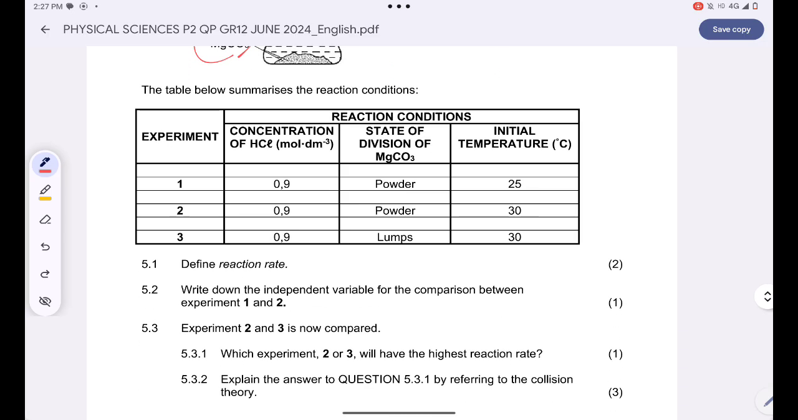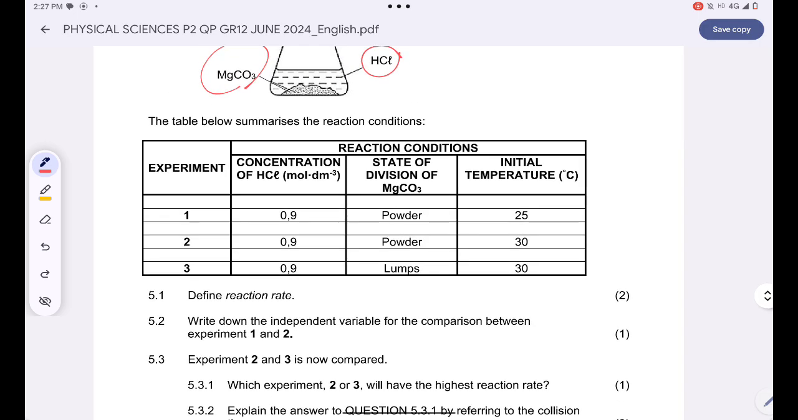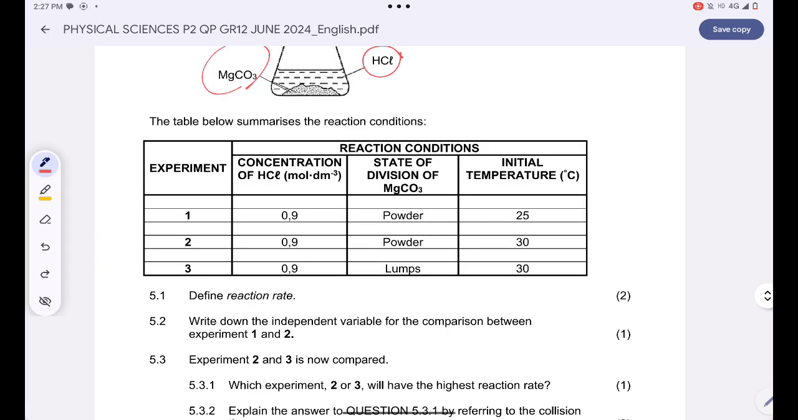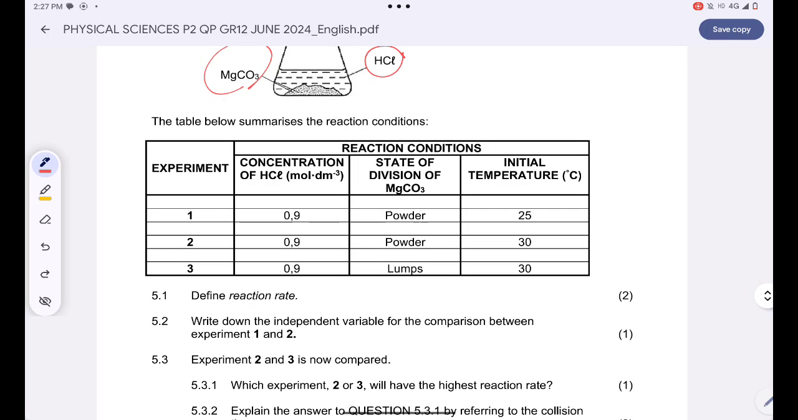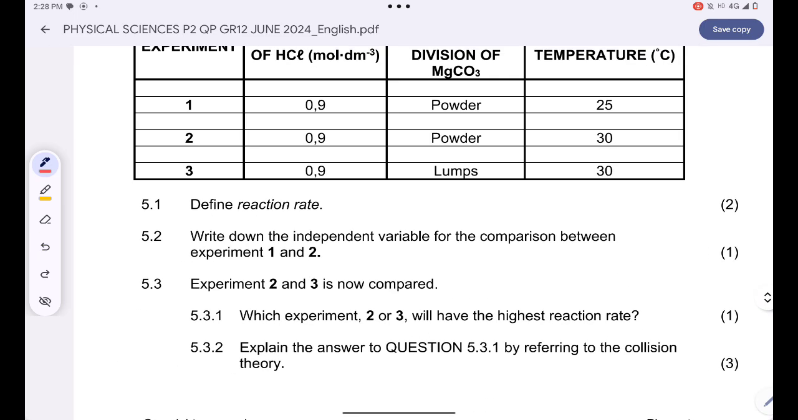Okay. Now they're saying write down the independent variable for the comparison between experiment 1 and 2. The independent variable, guys, must always be the factor that affects the rate of reaction. And then our dependent variable is always the rate of reaction. So in this case, whenever we check experiment 1 and 2, the only difference is temperature. In experiment 1, we used 25 degrees Celsius, and in experiment 2, we used 30 degrees Celsius. So the independent variable over here is just temperature.